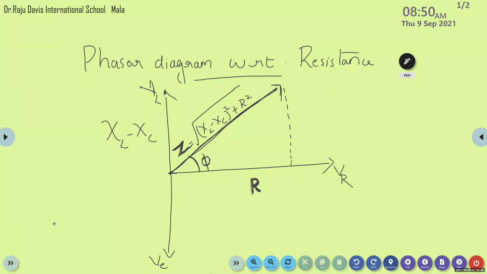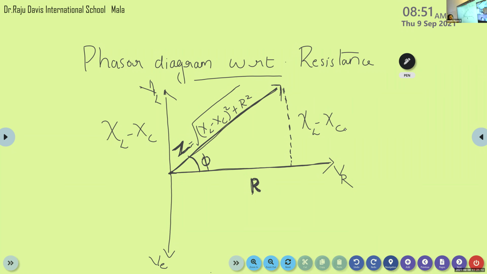The second consideration that we have taken here: we draw a line parallel to chi L minus chi C to this horizontal axis. Then students, can you guess what about the measurement of this parallel line? What about its value? It is also equivalent to chi L minus chi C, right? Because here we draw a line parallel to chi L minus chi C, so we can say that that side is also equivalent to chi L minus chi C.